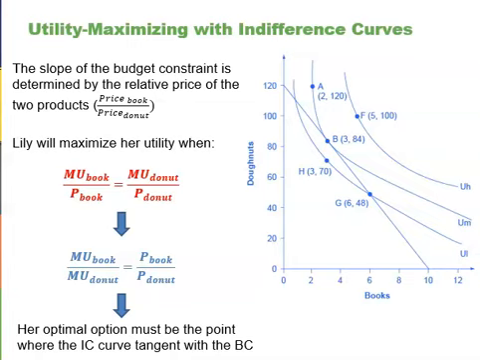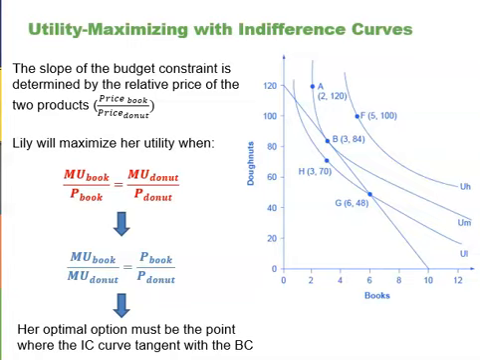Let's take a look at a few other points to help you understand this kind of graph a little more. The combination of books and donuts at point A gives Lily the same level of happiness as the combination of books and donuts at point B. However, because point A is above the budget constraint, it is not affordable for Lily to buy 2 books and 120 donuts. The combination of books and donuts at point F would make Lily happier than at point B because point F is on a higher indifference curve, which represents a higher utility level. However, point F is also above her budget constraint, so it is not affordable.